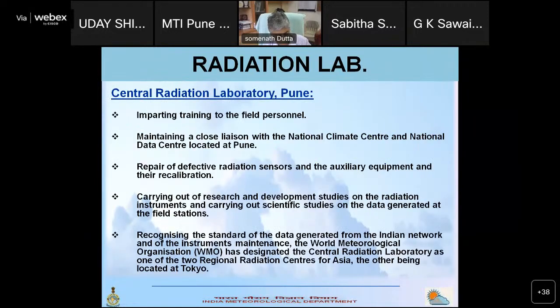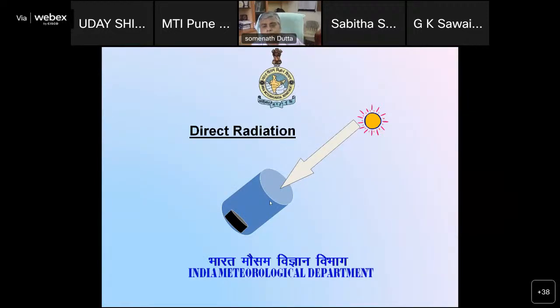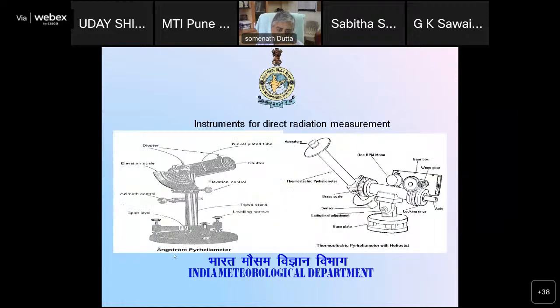I will quickly move to some slides. This is the direct radiation we have to measure. The radiation data is very, very helpful for agriculture and research purposes. Direct radiation from the sun can be measured by this instrument, called a pyrheliometer. And this is the aperture of this radiation instrument.